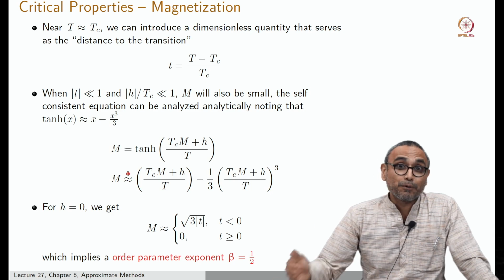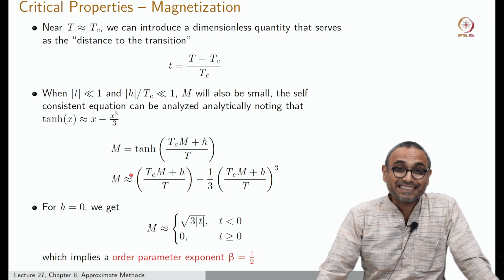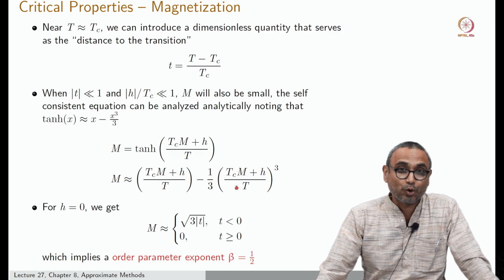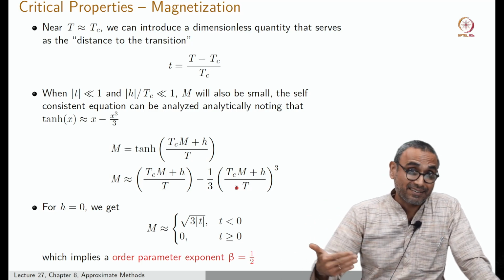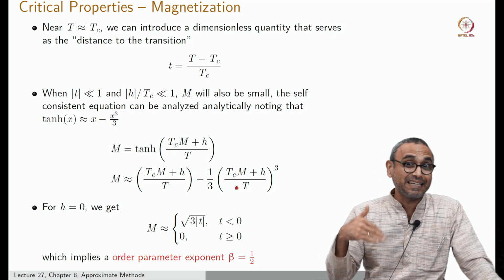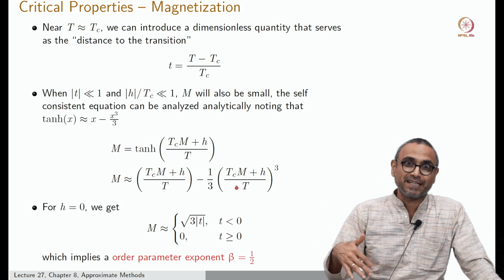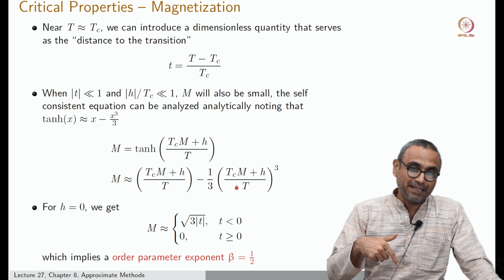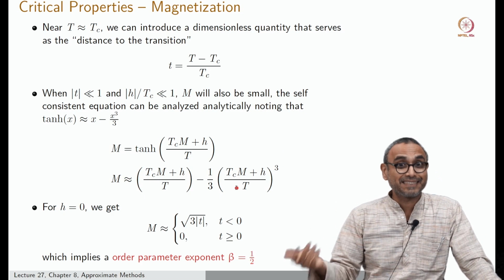So you see, if I am looking for the non-zero solution of m, then when T is less than Tc, this will have a non-zero solution of m, and that will give you a solution for m square. Naturally it has to, because the original problem has Ising symmetry. So if I have a solution at plus m, there should be a solution at minus m, because if I have a symmetry, then the state that I get by performing the symmetry operation should have the same energy.